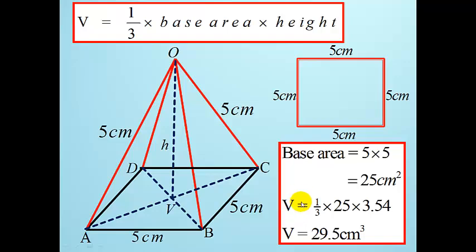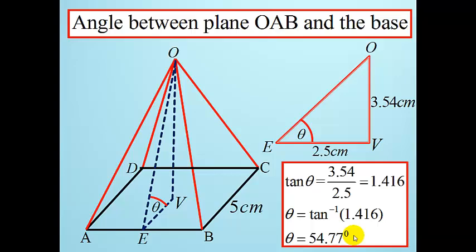Now the volume is equal to 1/3 times the base area, and the base area is now 25, times the height of the pyramid. From our calculation, we have 3.54. So 1/3 times 25 times 3.54 will give us volume to be equal to 29.5 centimeters cube.